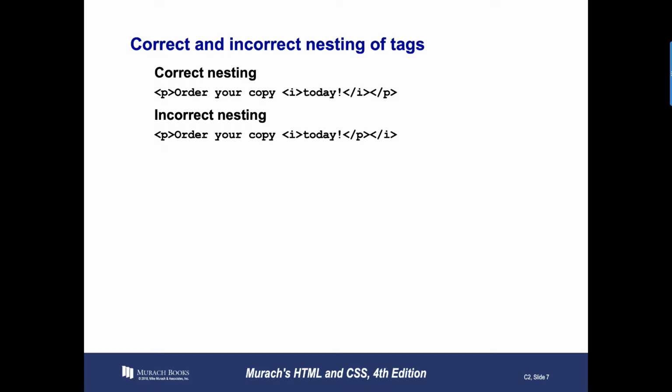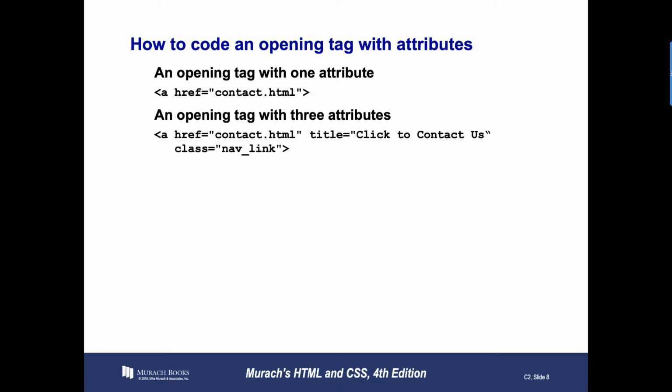Incorrect nesting is when you don't get the order of the closing tags correct. So you can see here, we're closing the paragraph before we're closing the italicized today exclamation point text. So be careful of that, all right?